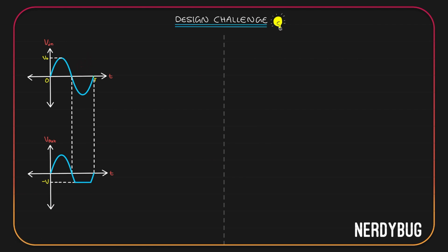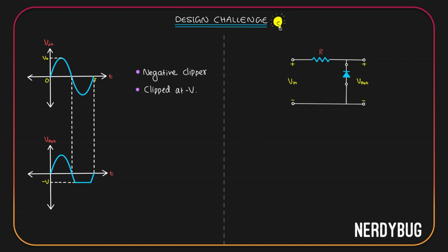Again, we have the same sinusoidal input. At the output, the clipping has to happen at minus V. An important thing is the part below minus V is being clipped. So this is a negative clipper. So we need a negative clipper and clipping should be happening at minus V. Let us start by taking a negative clipper circuit.